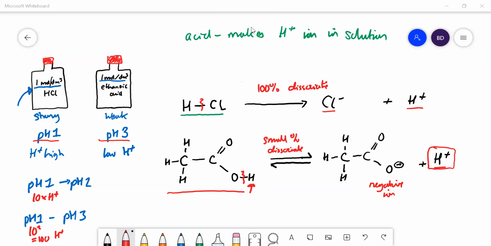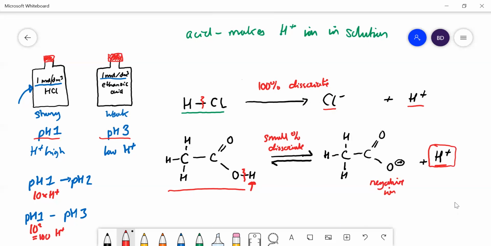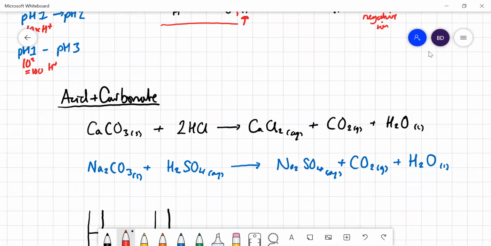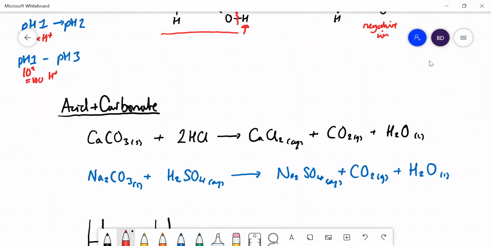Right, so now in the specification it says you need to know how ethanoic acid reacts with carbonates. So let's just go back to a strong acid. When we add an acid and a carbonate, I've got calcium carbonate in this first example, reacting with a strong acid, hydrochloric acid. It gives you calcium chloride and it gives you CO2 gas, so it will fizz. You always get fizzing. So if you get a piece of solid calcium carbonate and hydrochloric acid, it will fizz up and it will dissolve.